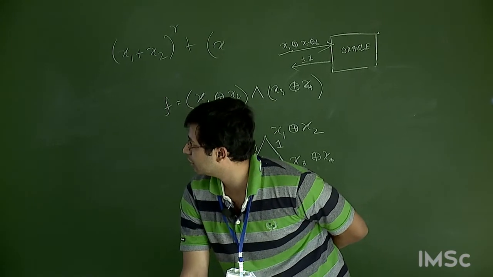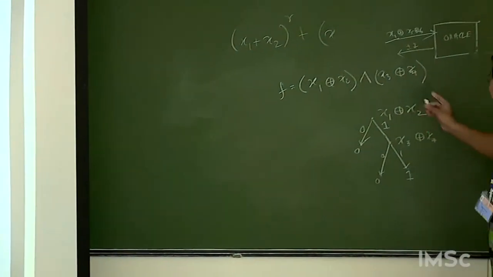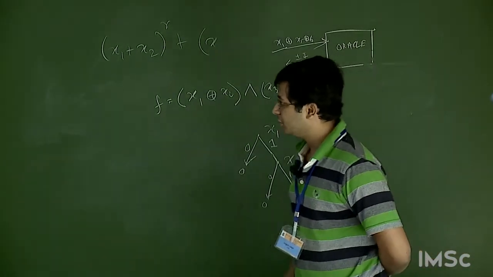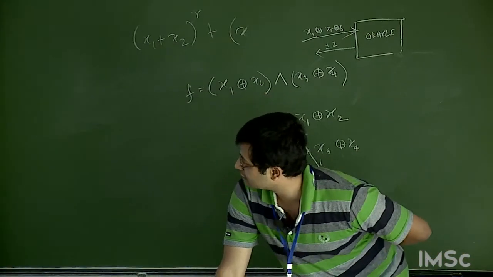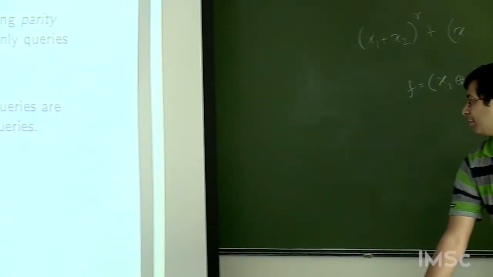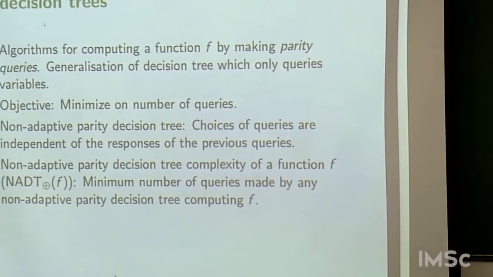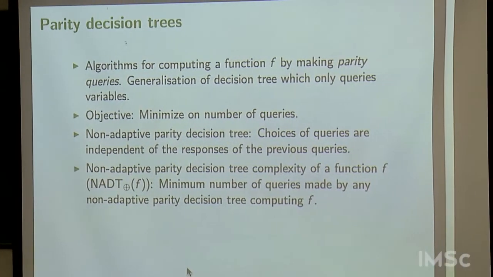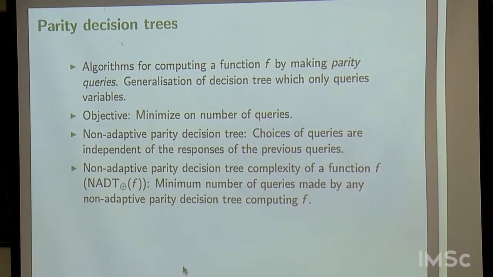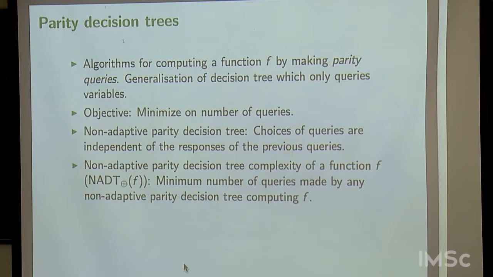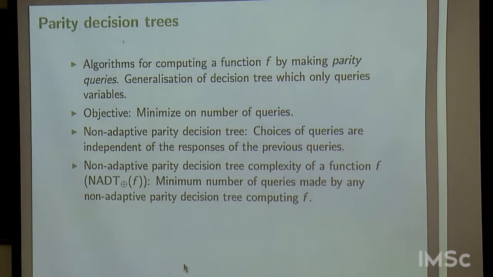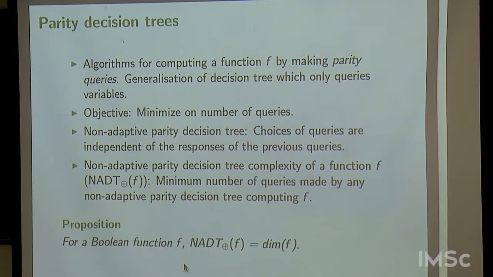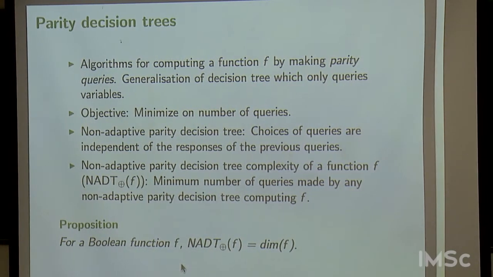The objective is to minimize the number of queries in the worst case. I don't care about any other form of computation. So this quantity, NADT parity of f, is the minimum number of queries made by any non-adaptive parity decision tree computing f. This proposition is actually quite a simple observation: the non-adaptive parity decision tree complexity of f is equal to the Fourier dimension.